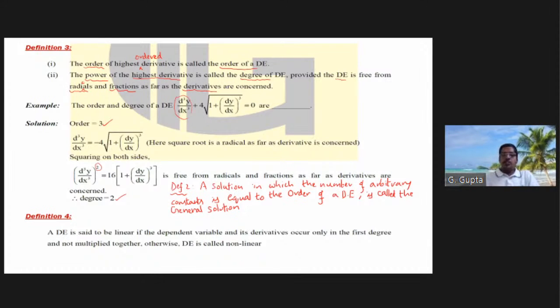So a particular solution is obtained from the general solution by giving some numbers, that is, particular values to the arbitrary constants in the general solution.